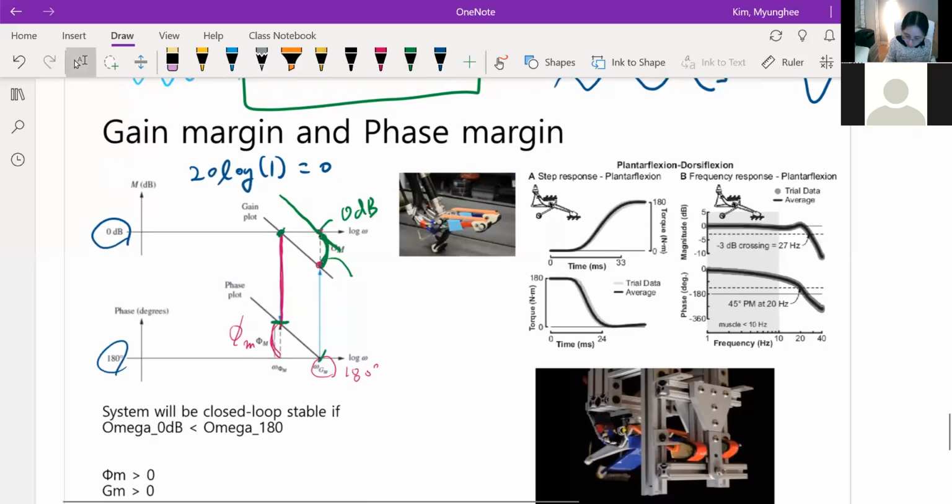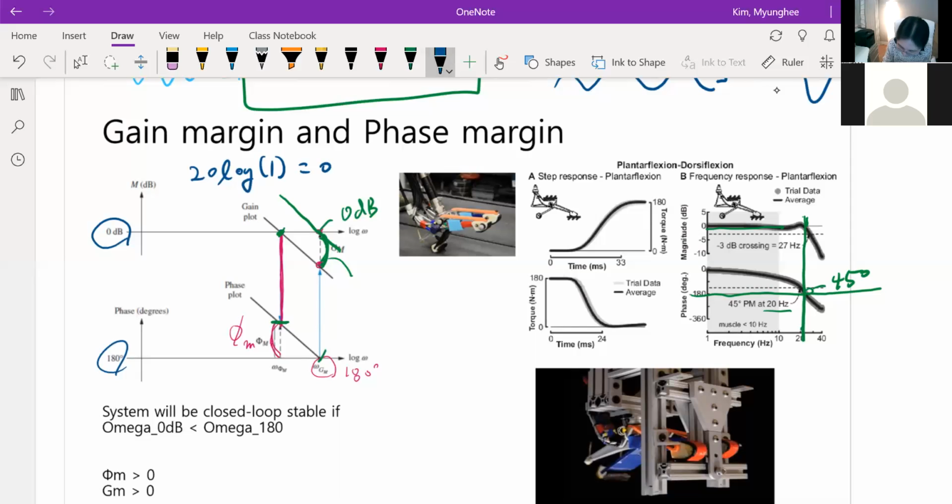So this can be used a lot for actual experimental examples. For example, for this case, this is the plot you already saw again. 0 decibel means that the input and output are the same. And there's 180 degrees here. And then there is also this line. It seems like it was not very well defined, but it actually has a very small, 45 degree phase margin at 20 Hertz.